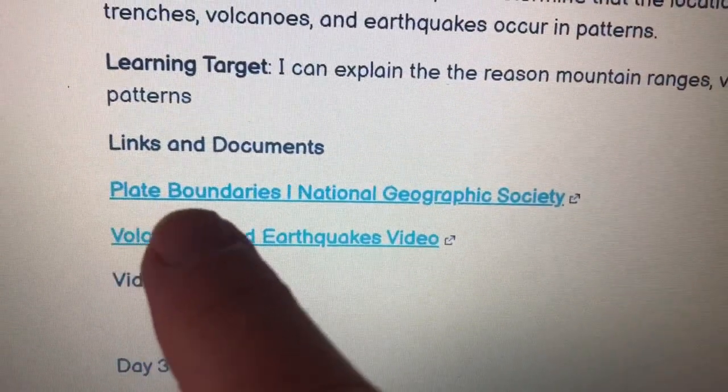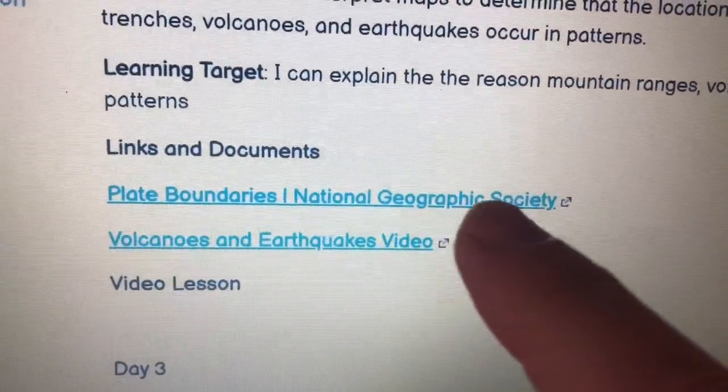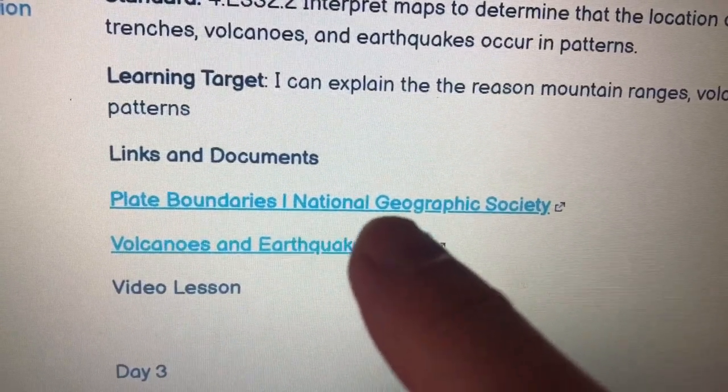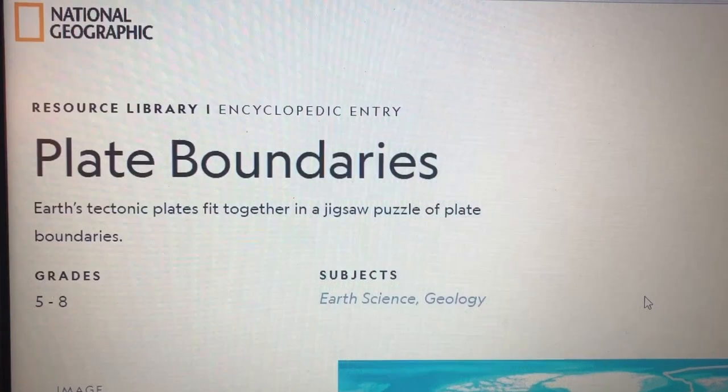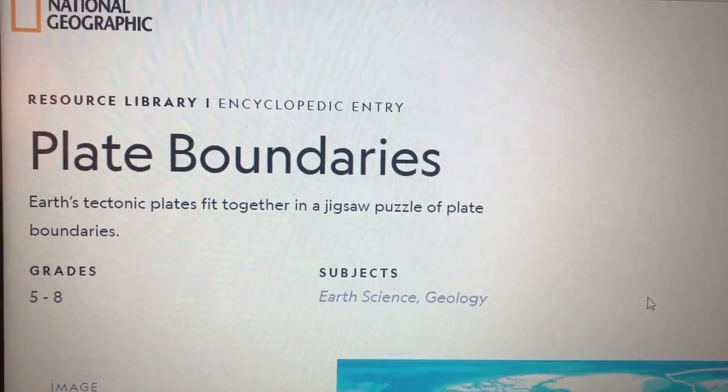The first thing that I want you to do is open a document. It is an article, a website, but it's an article. And we're gonna read the article together, okay? Let me show you the link for the article. It's this one right here, Plate Boundaries, National Geographic Society. Plate Boundaries, National Geographic Society, okay? It's this article right here. So you can either open it yourself or your teachers are gonna do it for you, okay? Let's read it together, okay?